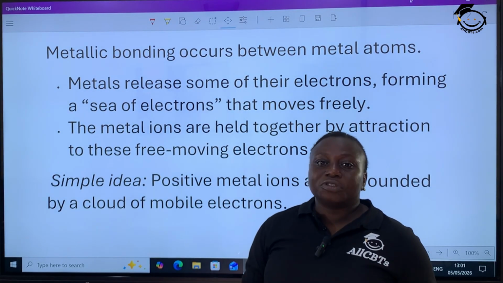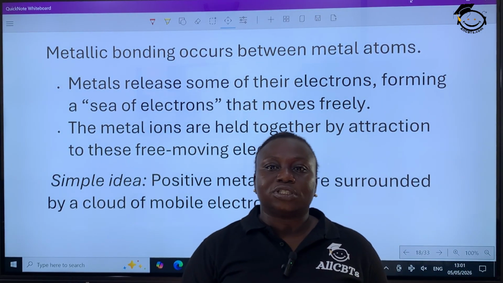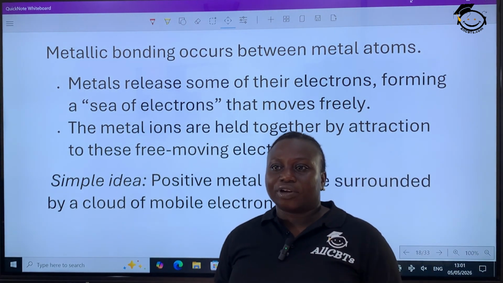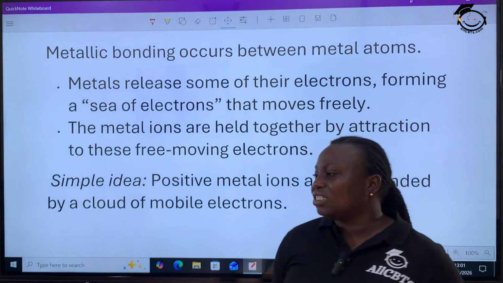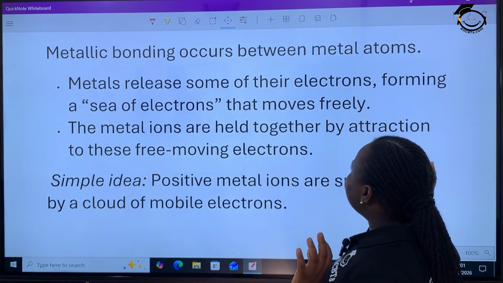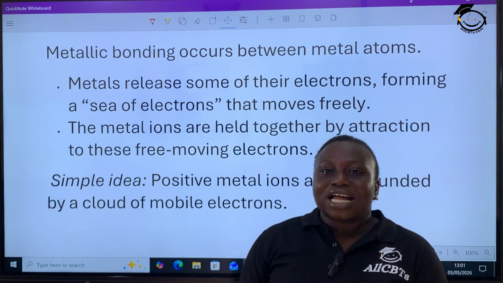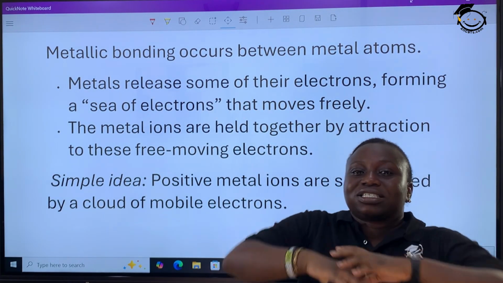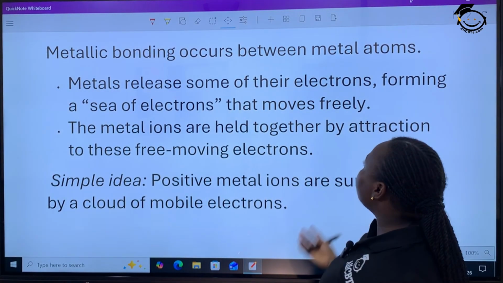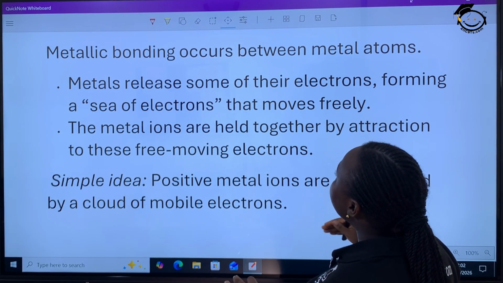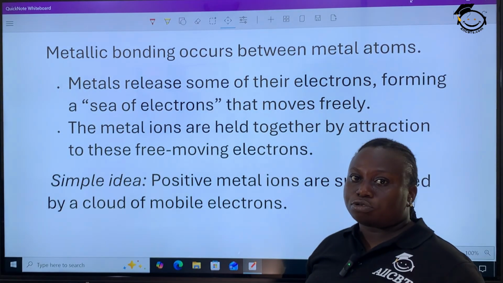Now, this metallic bonding is quite different from other bonding. In this particular bonding, no one is sharing, no one is donating, no one is accepting. It's just telling us that it is the bond between metal atoms. These are the free moving bonds, because these metals release electrons.